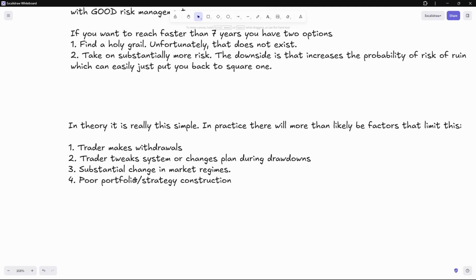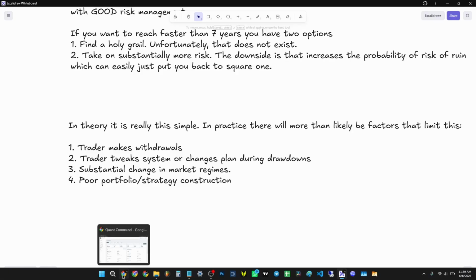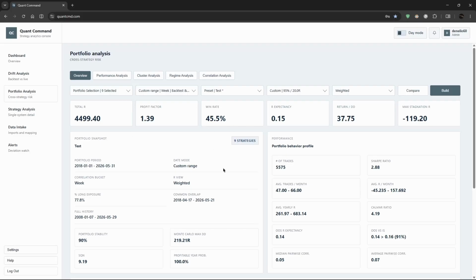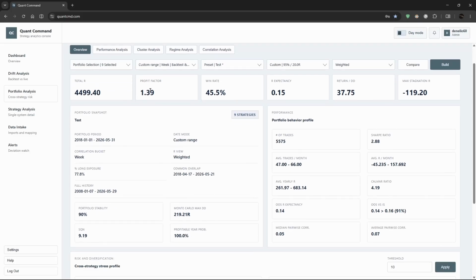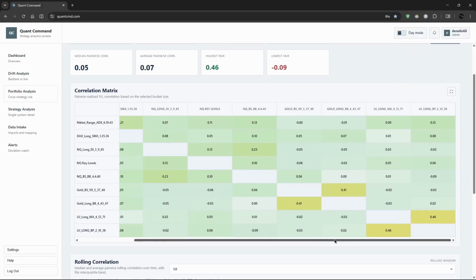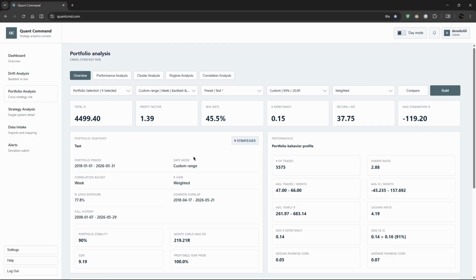3, market regimes can substantially change in a way that your backtest does not capture. Your backtest, again, looks at past performance, and this does not guarantee that this will happen in live performance. So market regimes can change, and as a result, your backtest does not match your live performance. And 4, poor portfolio / strategy construction. The way that your portfolio is designed could be poor if you're an algo trader, that is. So for example, I have this portfolio here. It has very low correlation, as you can see here, and so forth. So this portfolio is constructed really well.